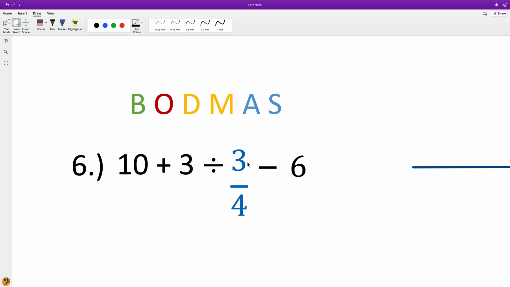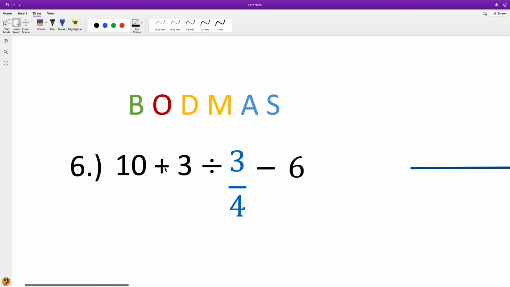Brackets didn't work very well on this occasion, but this is actually a fraction, 3/4, minus 6. Once again, we refer to our BODMAS rules. We have an addition, we have a division, and we have a subtraction. According to our rule, the division is the highest order in this operation. So the first thing we have to do is evaluate this portion here, 3 divided by 3/4.